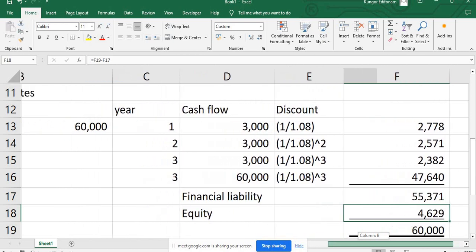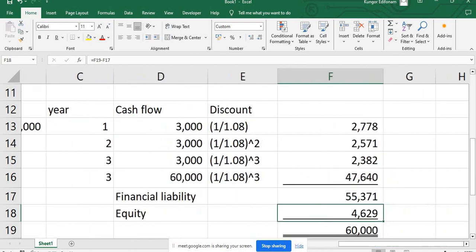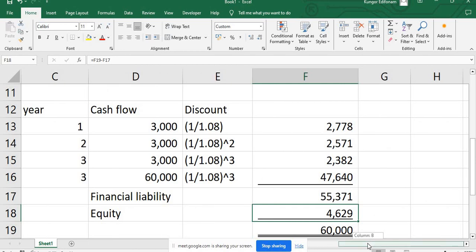And then the standard says that if you have a convertible loan note, you should split it into financial liability and equity, the liability component and the equity component. That is what we just did. You estimate the cash flows, and then you discount them to their present value. The difference between the present value and the face value of the liability will be your equity.